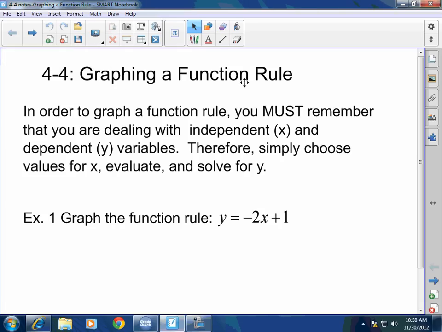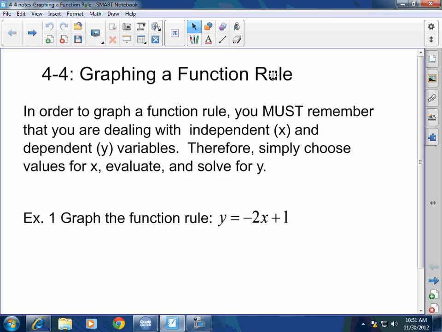Okay, guys, welcome back. We are skipping 4-3 because I don't like the way it was set up, and we're going to go into all of those nonlinear functions chapter by chapter, okay? There will be specific chapters on each of the nonlinear functions. Today we're going to talk about how to graph just any general function, okay?